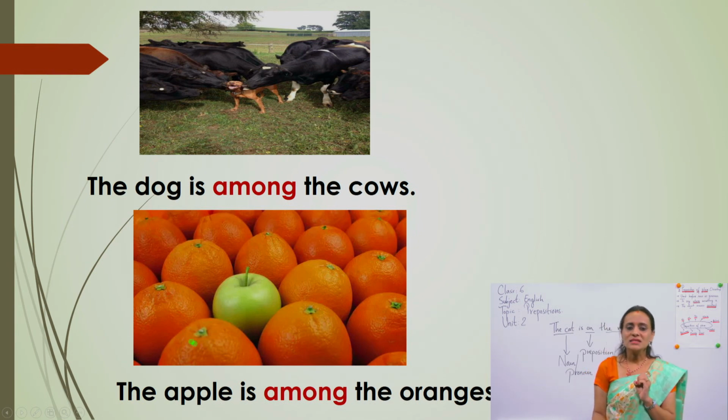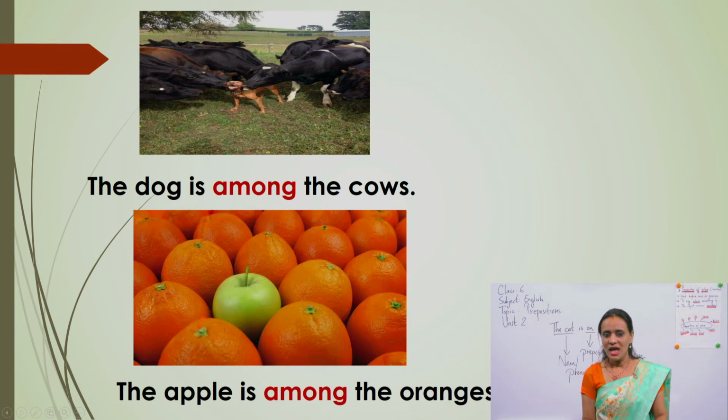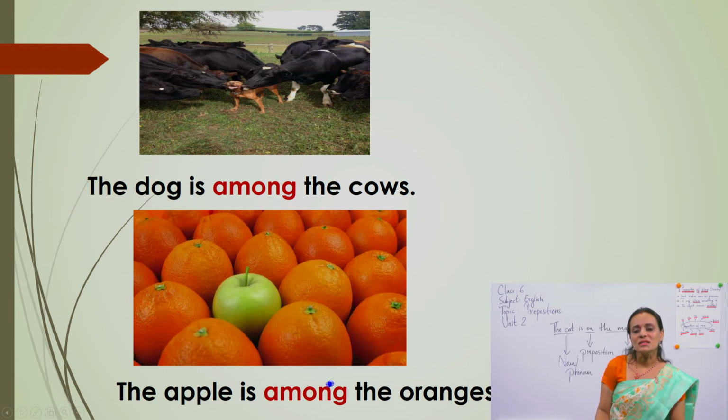Now, in the second also, what can you see? So many oranges, isn't it? So many juicy oranges. And what is there in the middle? This one is an apple. Very good. This one is an apple, and the apple is among the oranges because these are the groups of oranges. Very good.